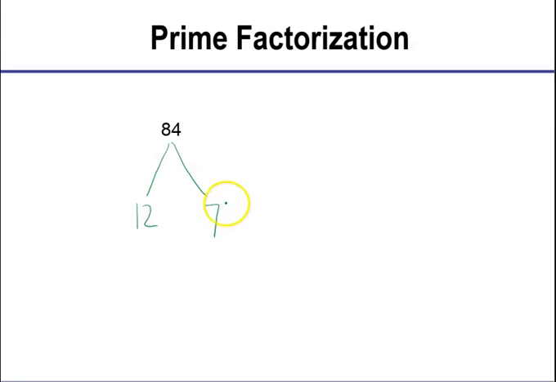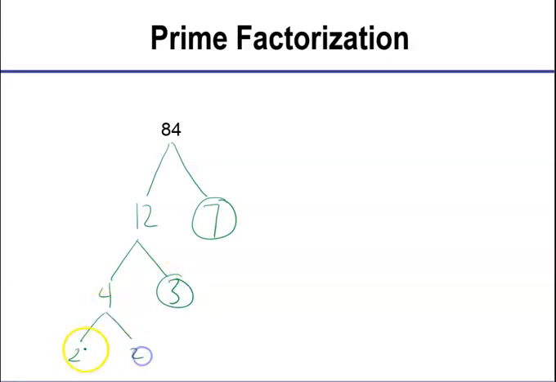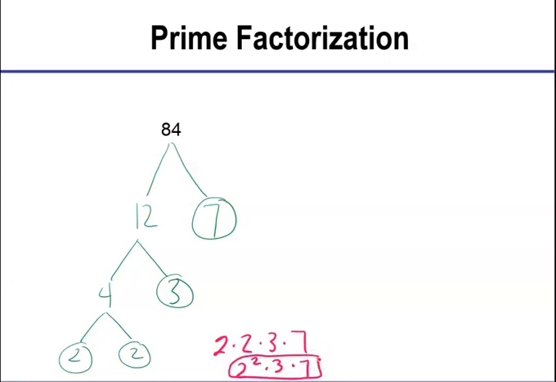And then 7, if you'll notice, is prime. I tend to circle mine when I get to an end of the branch, but 12 is not a prime number. So I come down, and 12 we could write as 4 times 3. Is it okay if you write it as 2 times 6? Of course it is. 3 is a prime number, and then 4 can be broken down as 2 times 2. And both of these 2s are prime numbers. So I could write 84 as 2 times 2 times 3 times 7. Simplified would be 2 squared times 3 times 7. And this is the unique prime factorization of 84.